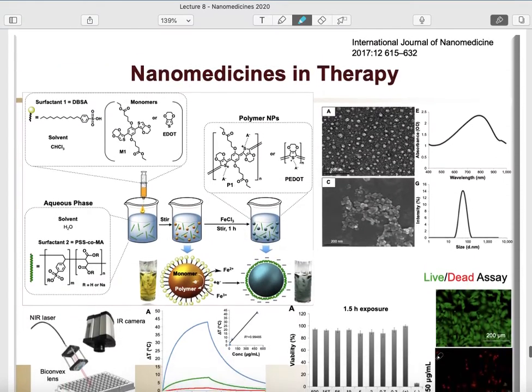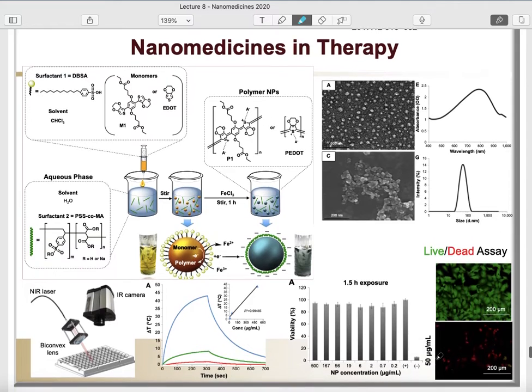The last system that I wanted to talk to you about is a nanoparticle that is utilized for photothermal therapy, and this is also work from my group, and I apologize for not putting the reference here. But basically, these are nanoparticles that are used for photothermal therapy. Photothermal therapy is a treatment modality in which the particles themselves absorb light and convert it into heat.